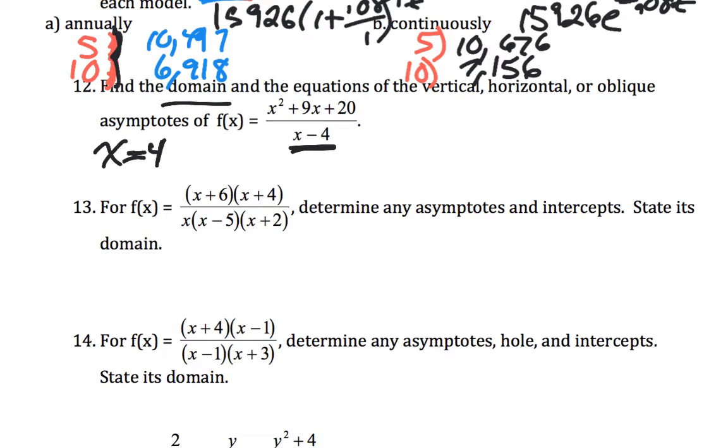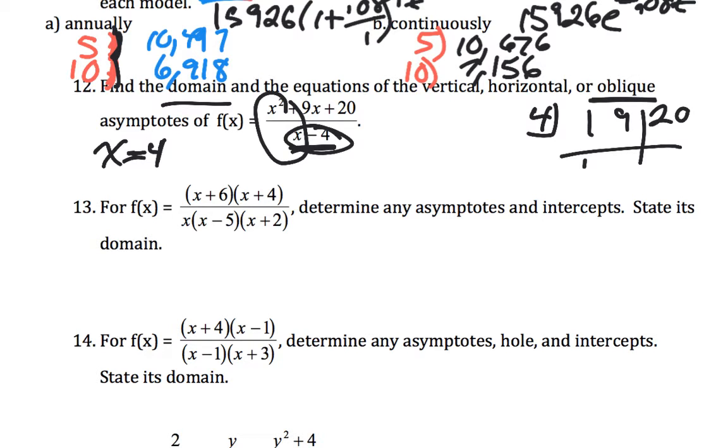And then I need to look at the leading terms. And I noticed that the numerator is one more than the denominator, and that means it's going to be an oblique or a slant asymptote, which means I am going to do some synthetic division because this is just a binomial with a degree of 1. So 1, 9, and 20. 1 here, 4 here. It's going to be a 13. I really don't care about any of the rest of that. So my oblique asymptote is going to be y equals 1x plus 13. I don't care about the remainder, so we can stop there.